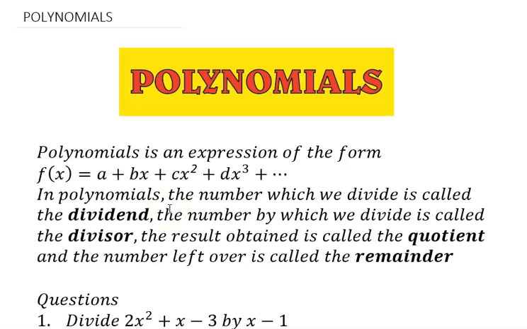Now, you need to know some certain things. In polynomials, the number which we divide is called the dividend. The number by which we divide is called the divisor. The result obtained is called the quotient, and the number left over is called the remainder.